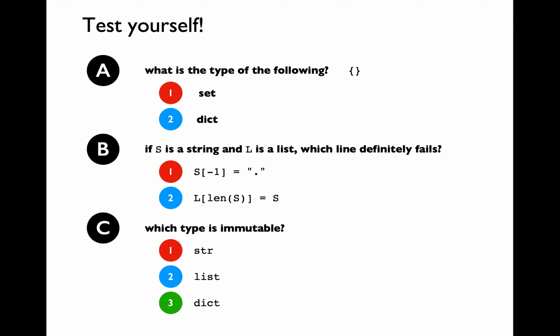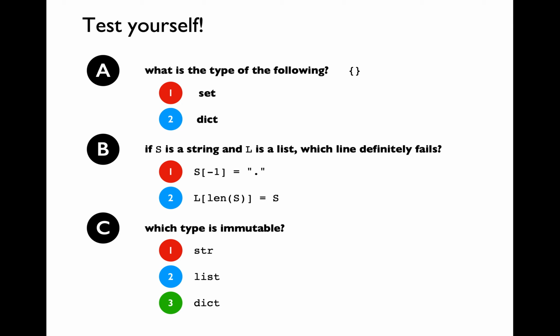Let's consider scenario 1 where line 2 will execute successfully. Let's say that list L contains 100 items and string S contains 5 characters. This particular line of code will run. That's because len of S will give you 5. Recall that you can use this particular syntax to update the item at an existing index position. How do we know there is an item at index position 5 within L? That's because L contains 100 items.